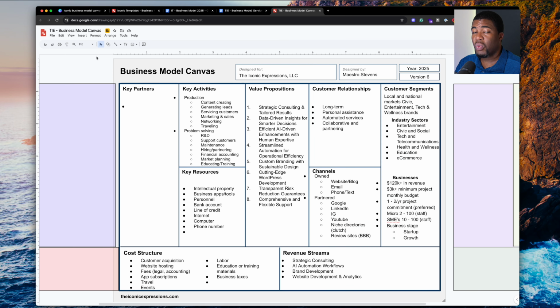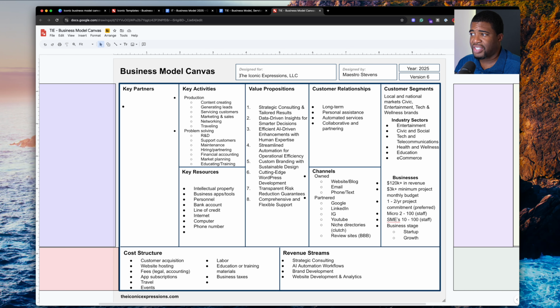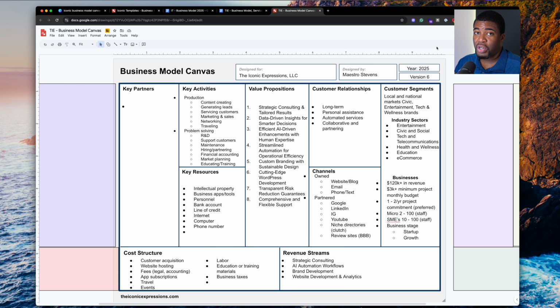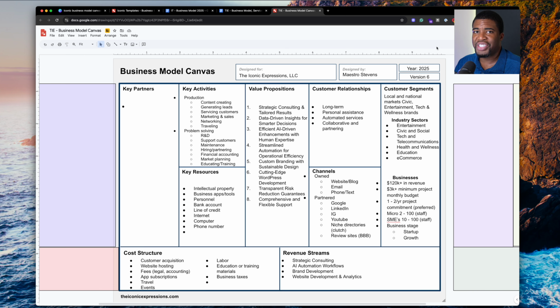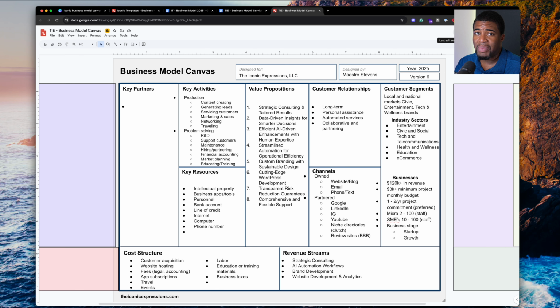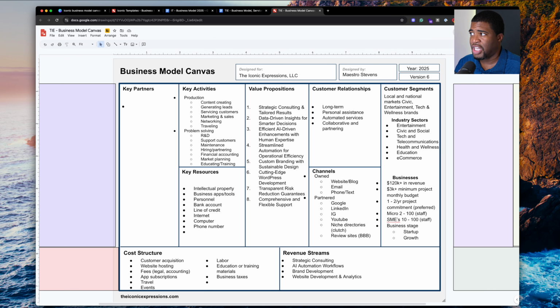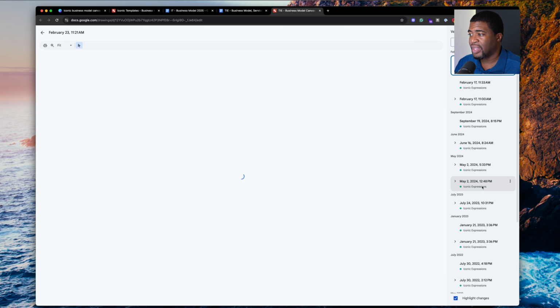Let me show you what I mean. As you can see, this is a different business model. This is for the agency. This is the business model that I first started off with when I began to understand why a business model was important. Now, I didn't start a business model at the beginning of my agency, but a few years in, I understood why I needed one, and it was because I ran into a problem.